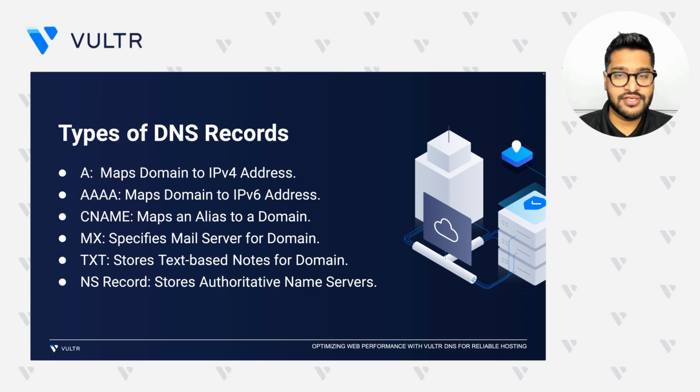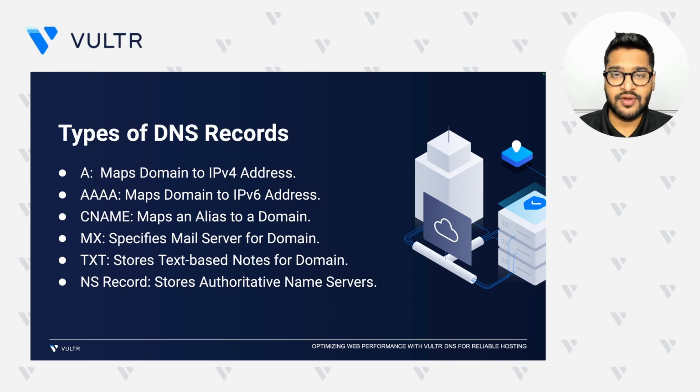The MX record is crucial for handling email services. It specifies the mail server responsible for accepting email messages on behalf of your domain. For example, if you are setting up email for your domain, your MX records tell the world which server will receive the emails. Another important record is the TXT record. TXT records allow you to store text-based information for your domain. They are often used for things like domain verification for services like Google, or security purposes like SPF, which protects us from email spoofing scams.